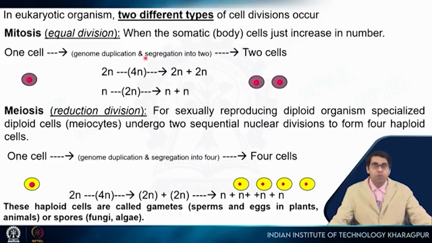The same thing is shown here, right. Mitosis is equal division: 2n goes to 4n, and then from 4n we get two daughter cells, 2n and 2n, right. This is for diploid. If an organism is not diploid, but again mitosis happens, then n goes to 2n, and then it becomes n and n. Meiosis is reduction division. In this case the number of chromosomes will decrease. So, 2n becomes 4n. The first division will result in two cells, each 2n and 2n, and then the second division will result in 4 cells, each of them n, n, n and n.